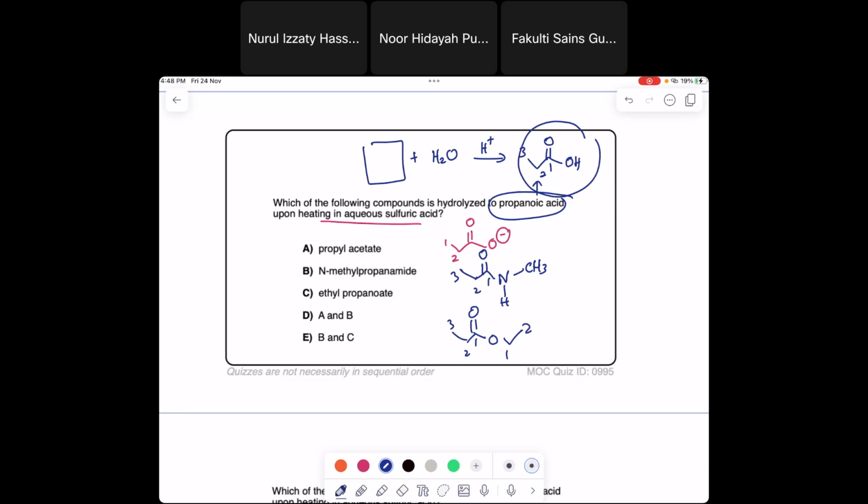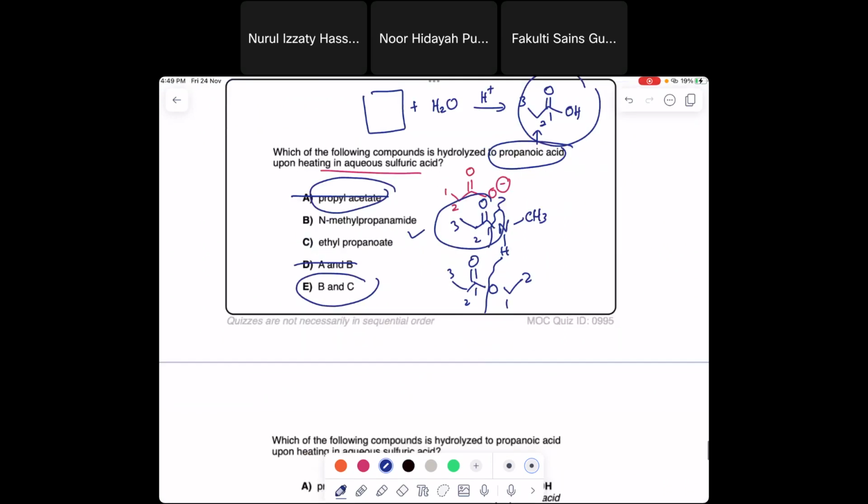Kalau kita tengok kat sini, N-methyl propanoate. Adakah kalau you hydrolyze kat sini, you dapat tak propanoic acid? Yes, propanoic acid. Propyl acetate tak boleh. Propyl acetate dia macam mana you nak buat? Tak boleh. Okay, propyl acetate tak. So jawapan A dengan B ni dah boleh betul. So dah tahu dah lah jawapan dia apa? B dan C. Ethyl propanoate pun sama. You hydrolyze kan you get your propanoic acid.